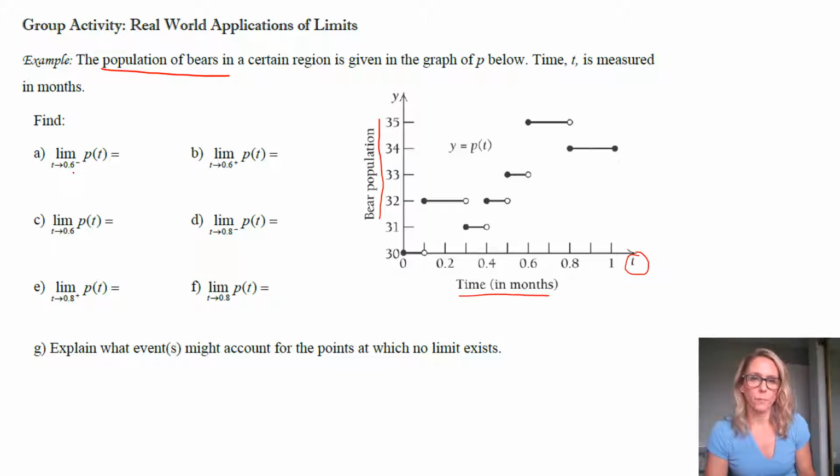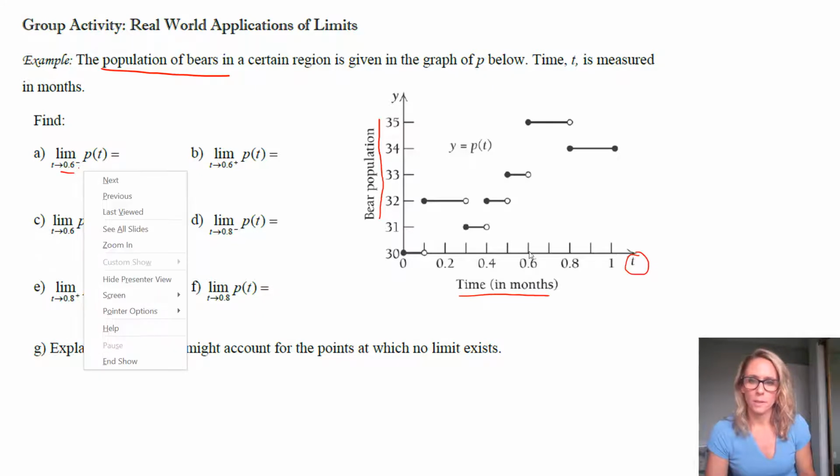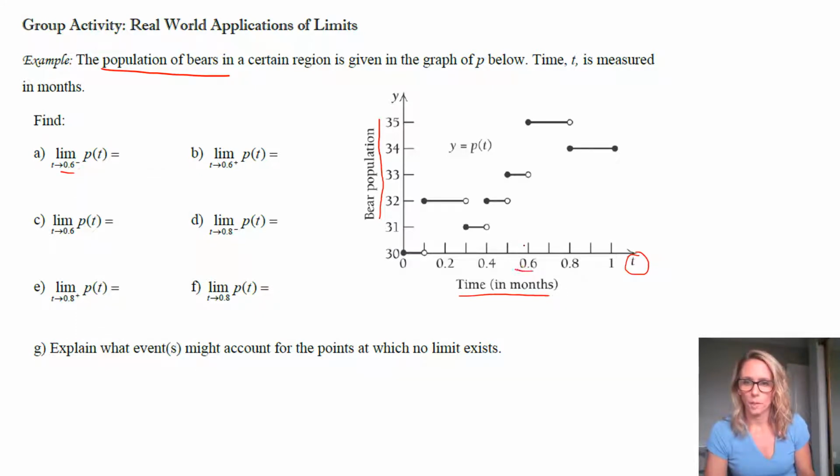We're going to look from the left, from the right. Take a look at that. So we'll start with A. All of these are what the population is at some time. So 0.6 coming in from the left-hand side. So we find 0.6 down here. And then coming in on the left-hand side.